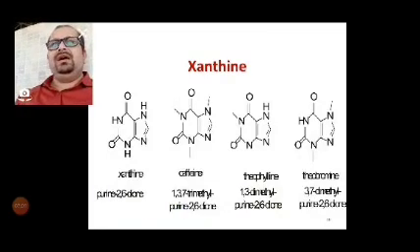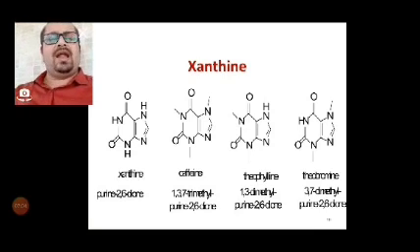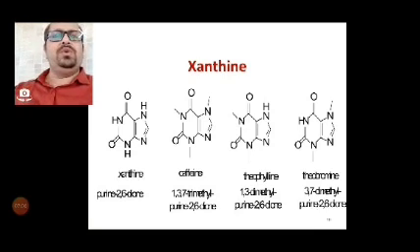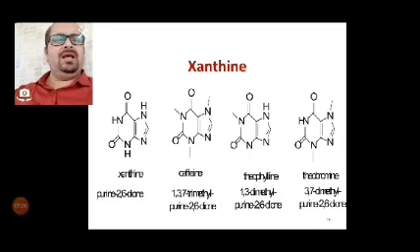Then we see the next class of drugs, the analeptics, which are used to overcome sleepiness. This is a very famous class. All of us are aware of this class of drug because some people like to drink tea and coffee. Tea and coffee contain caffeine, theophylline and theobromine. These caffeine, theophylline and theobromine, which are present in your regular coffee, are xanthine derivatives.